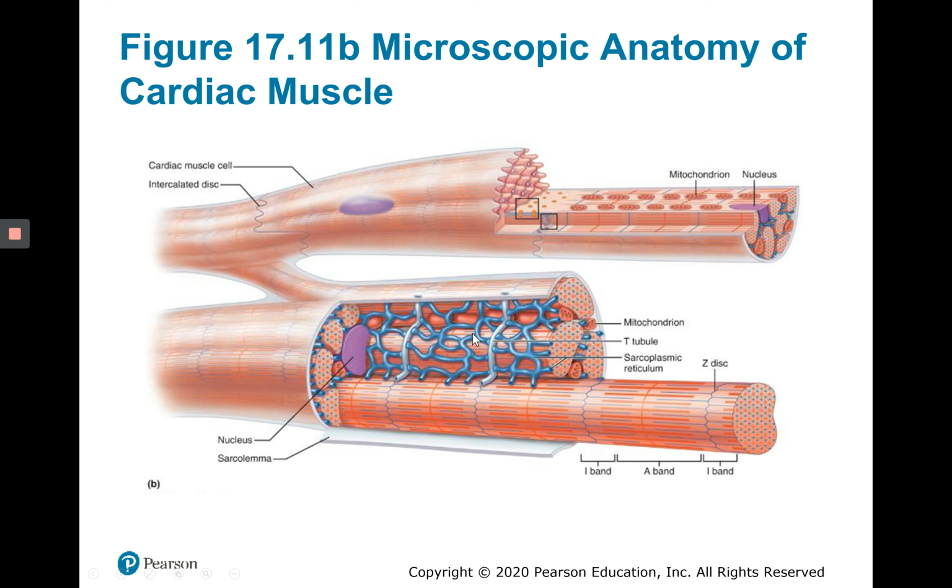We can see the blue sarcoplasmic reticulum, some T-tubules, and we can see that cardiac muscle cells also include myofibrils, which include the myofilaments, actin and myosin. And those myofilaments are arranged in a particular manner as to create the dark A bands and the light I bands.